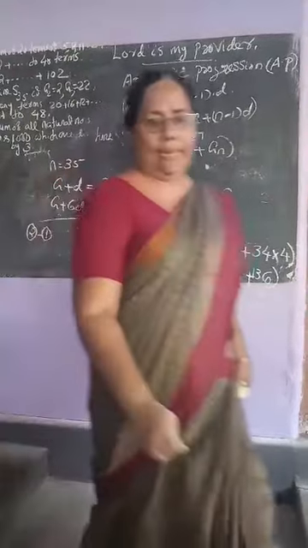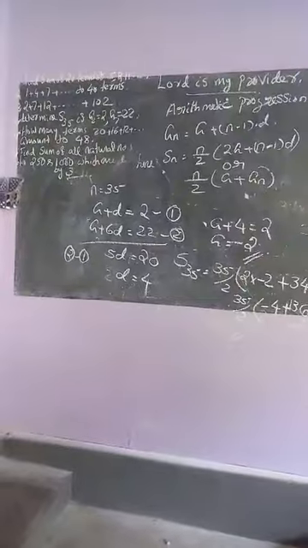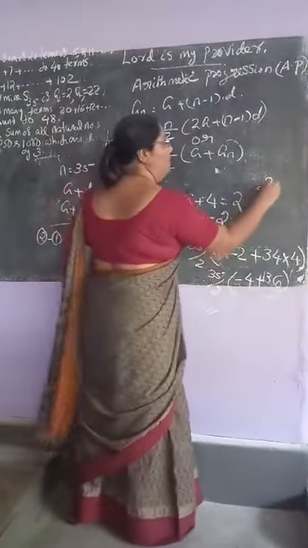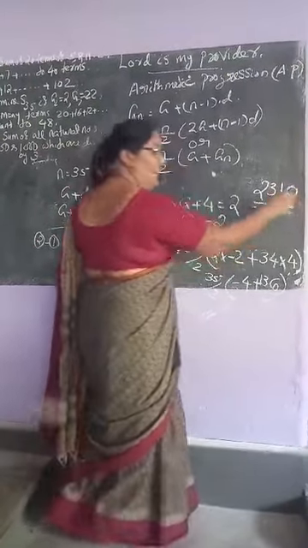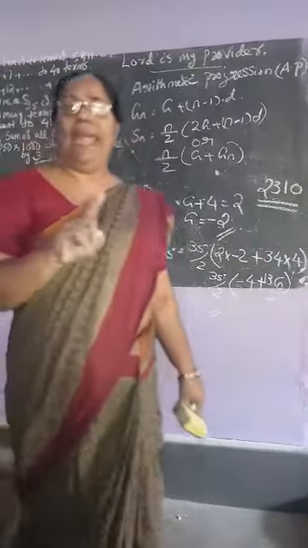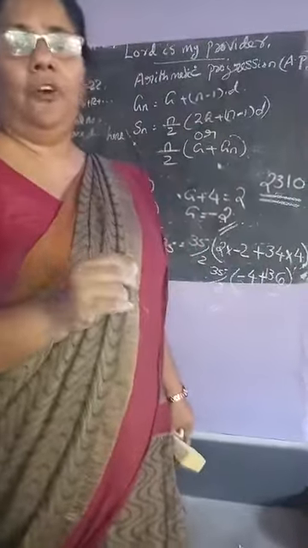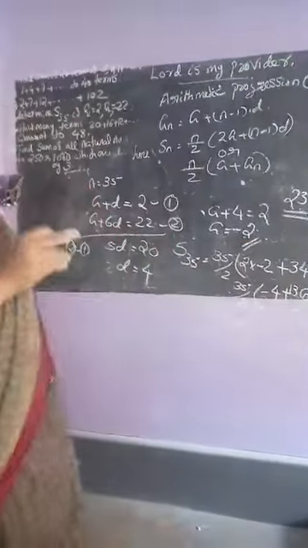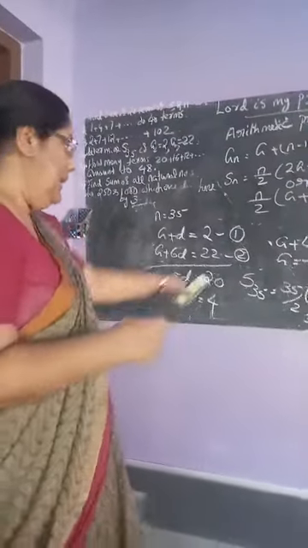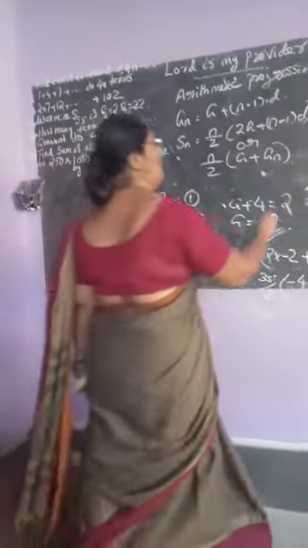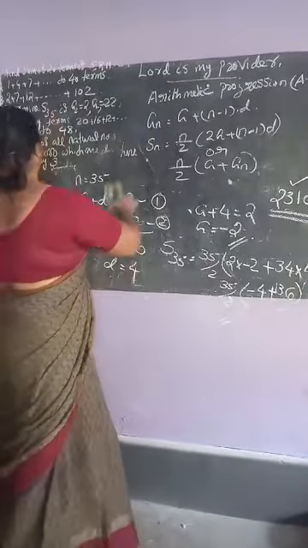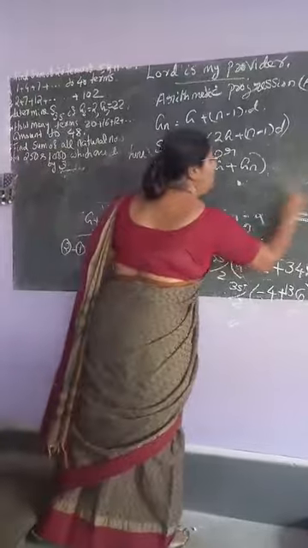Then the final answer is 2310. Here n is given but a and d are not given. Therefore, applying the formulas a plus d and a plus 6d, solve for a and d, then substituting, the final answer is 2310. Okay. Now, next question, read the next question.